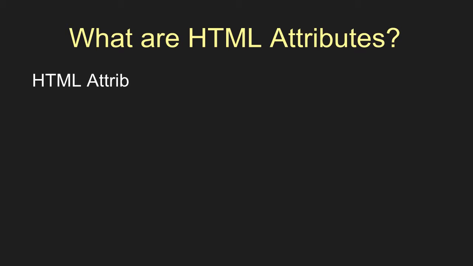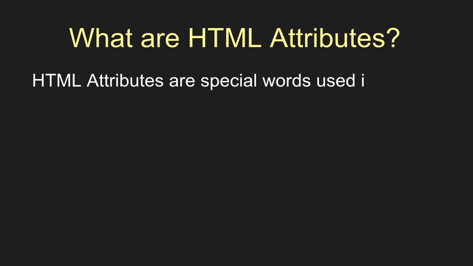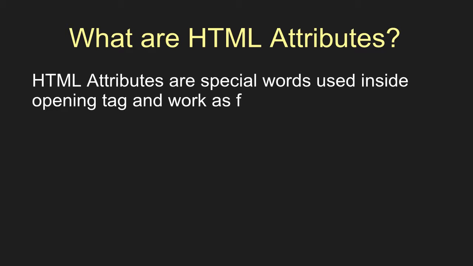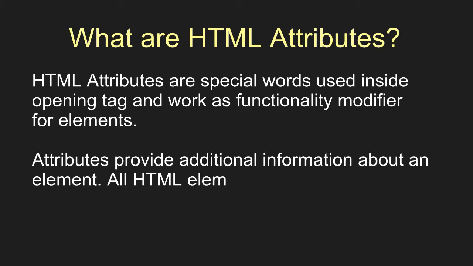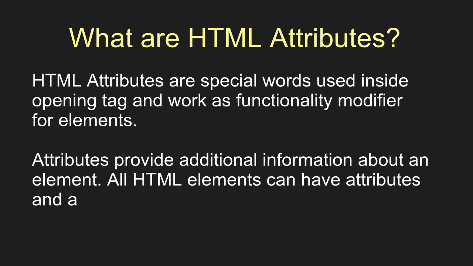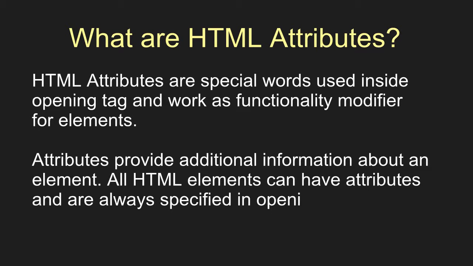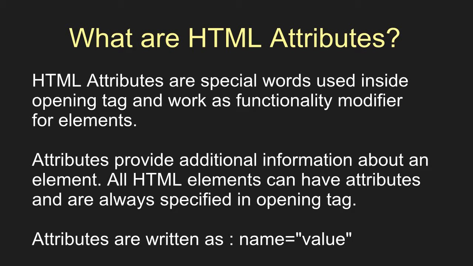What are HTML attributes? HTML attributes are special words used inside the opening tag and work as functionality modifiers for elements. Attributes provide additional information about an element. All HTML elements can have attributes and they are always specified in the opening tag. Attributes are always written as the name of that attribute and then the value of that attribute.